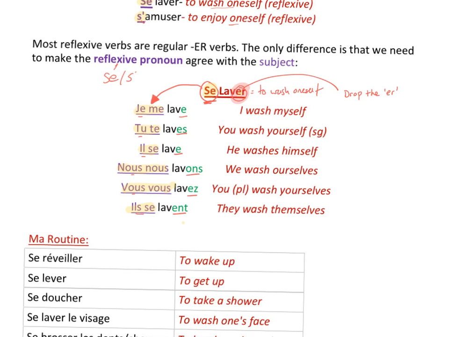So e, es, e, ons, ez, ent. So when you put it together, what have you? You've got je me lave. Je me lave. Tu te laves. Il se lave. Nous nous lavons. Vous vous lavez. Il se lave. Don't forget that ENT is silent in French.